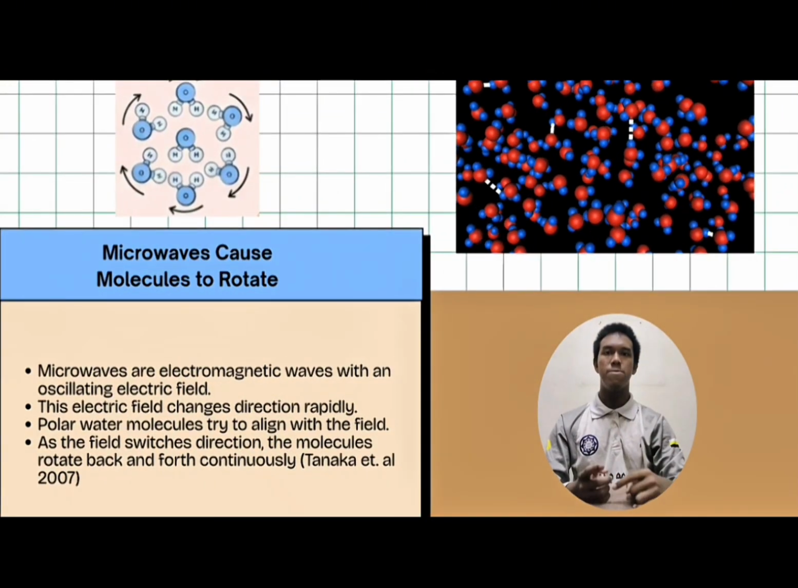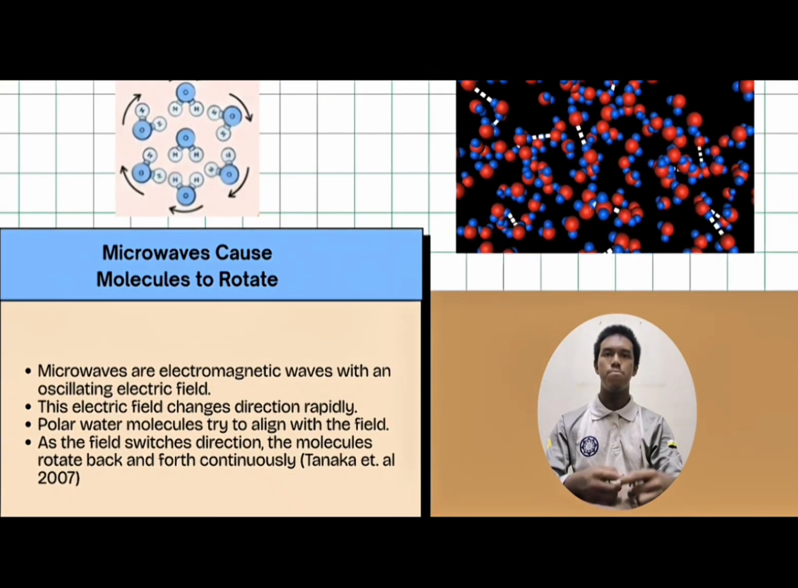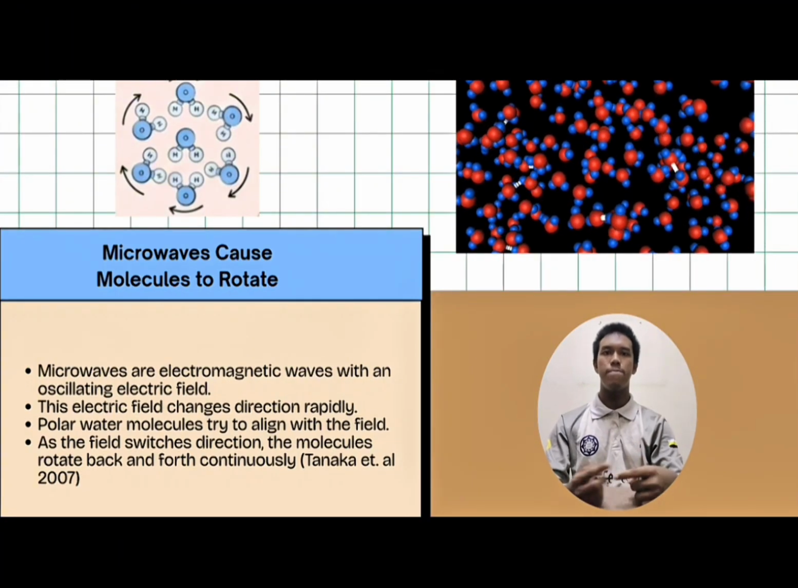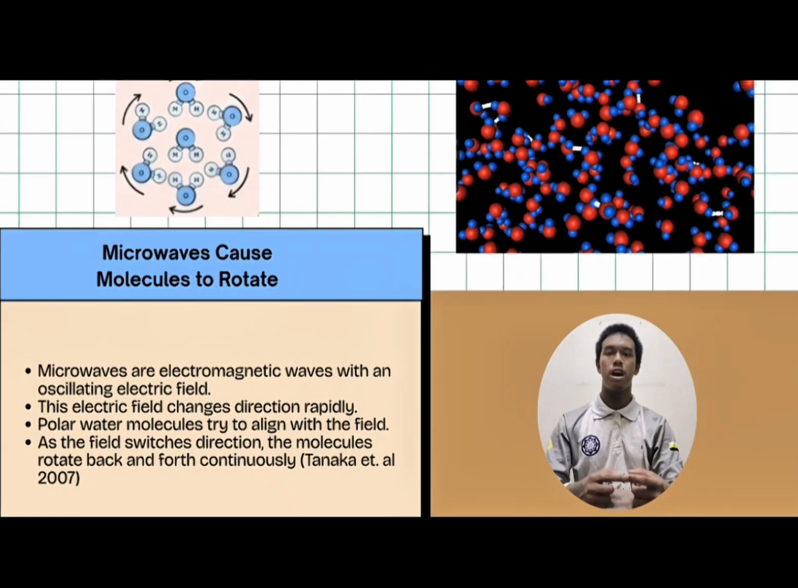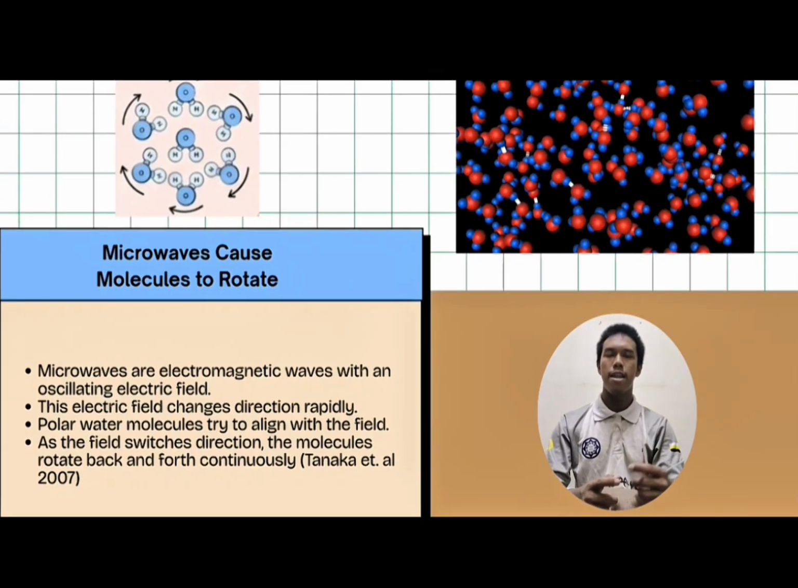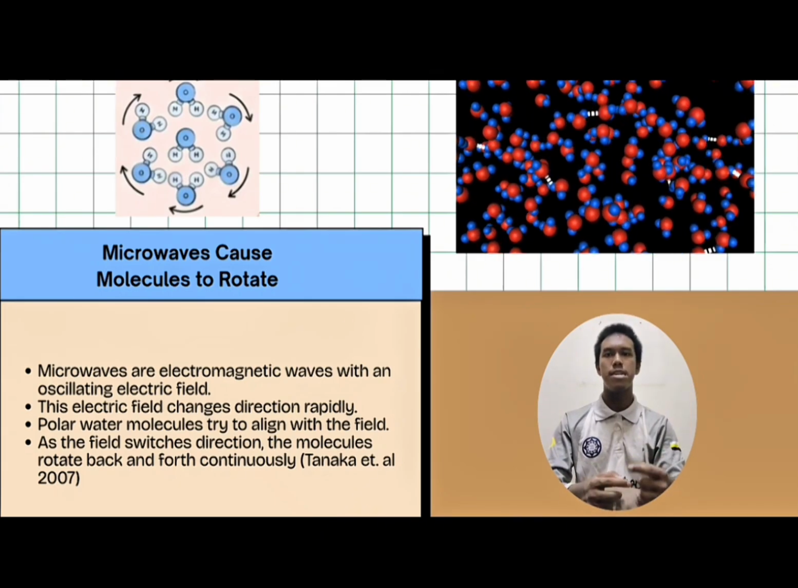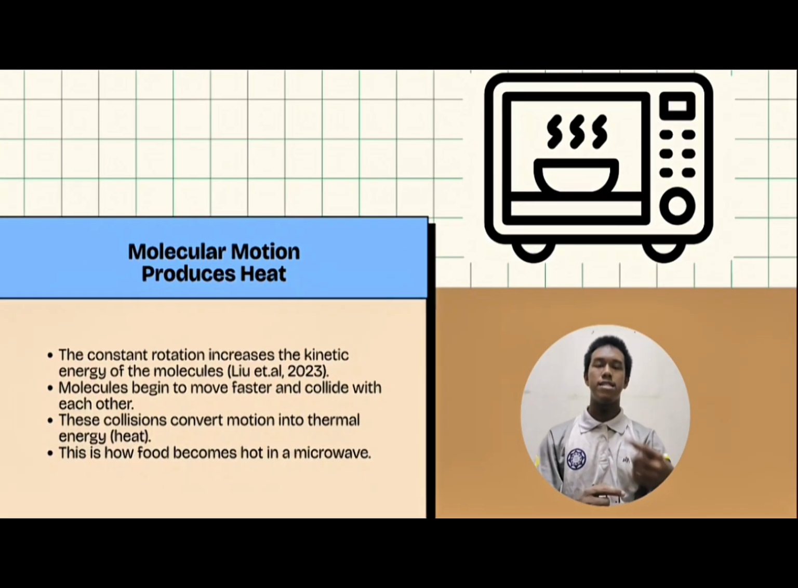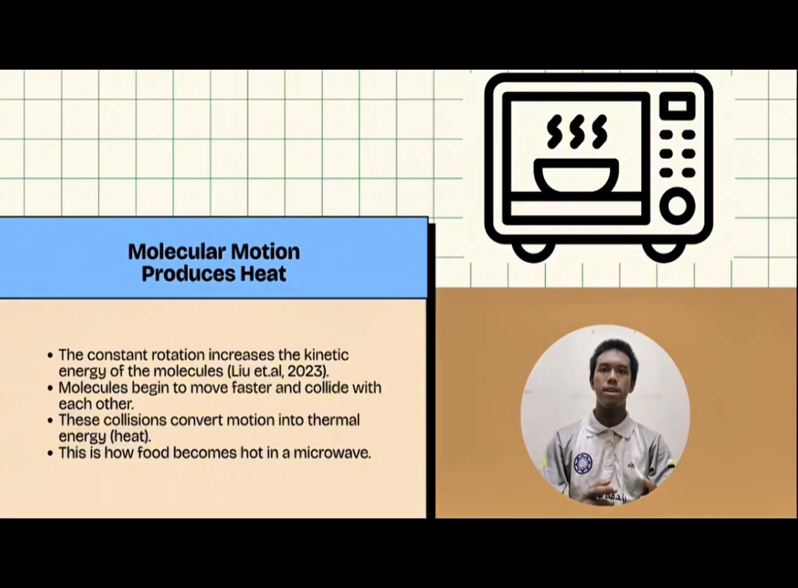When you hit start, the microwave blasts these polar molecules with a rapidly changing electric field. Because that field is constantly flipping direction, the water molecules are forced to try and keep up. They end up rotating back and forth at an insanely fast pace, just like in this simulation right here. All these frantic rotations spike the kinetic energy of the molecules, and they start moving faster and crashing into each other. Those constant microscopic collisions convert kinetic energy into thermal energy, creating heat.